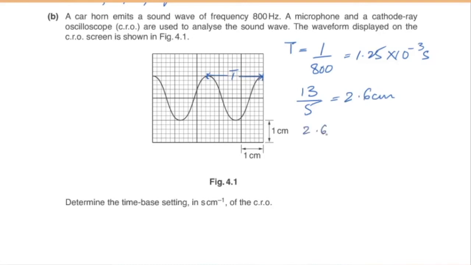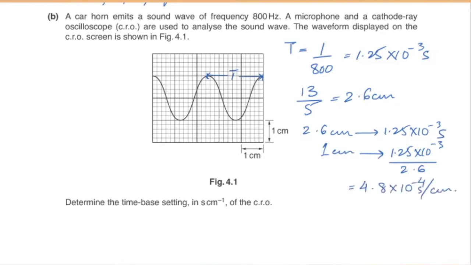So 2.6 centimeters for 1.25 × 10^-3 seconds. For 1 centimeter, it's going to be 1.25 × 10^-3 divided by 2.6. And hence the time-based setting for the CRO is going to be 4.8 × 10^-4 seconds per centimeter.